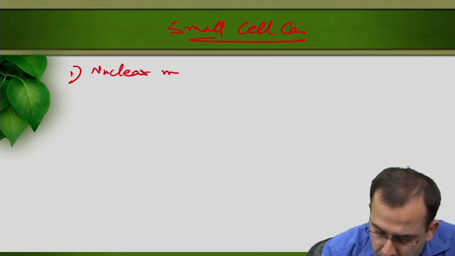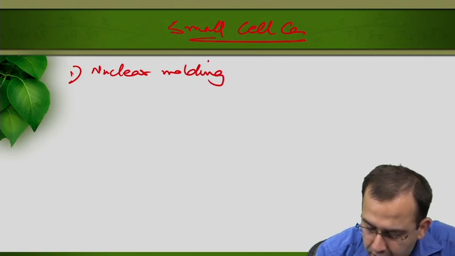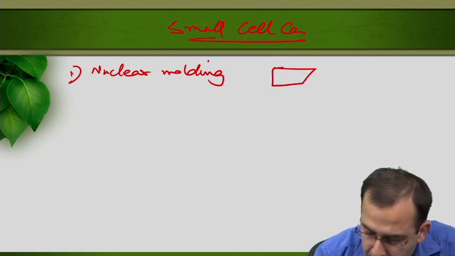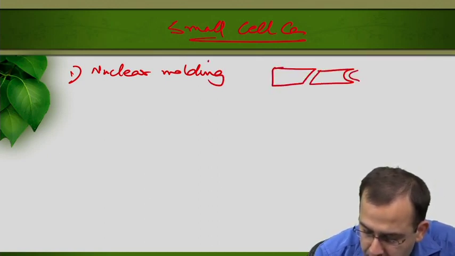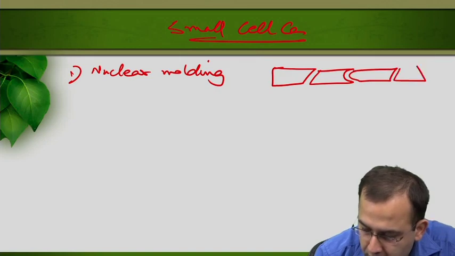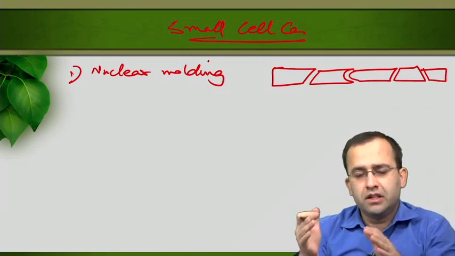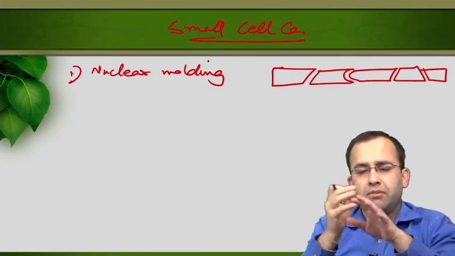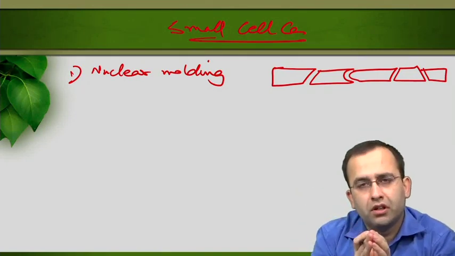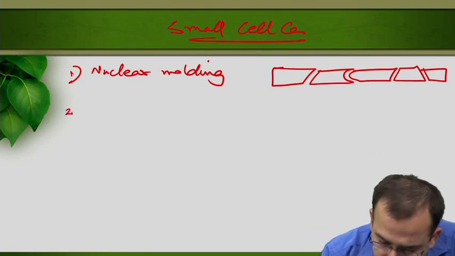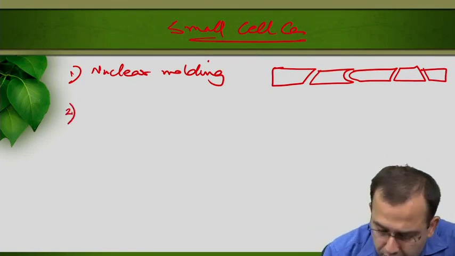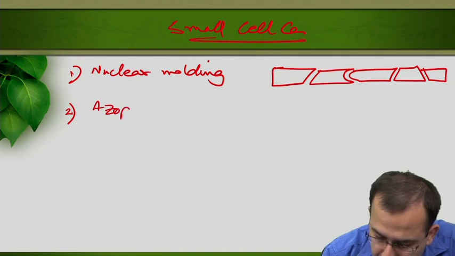First is nuclear molding. Nuclear molding means the nuclei are molded into each other. It is a very cellular slide, still nuclear overlapping is not taking place. The nuclei are molded into each other. And the next feature of small cell carcinoma is Azopardi effect.